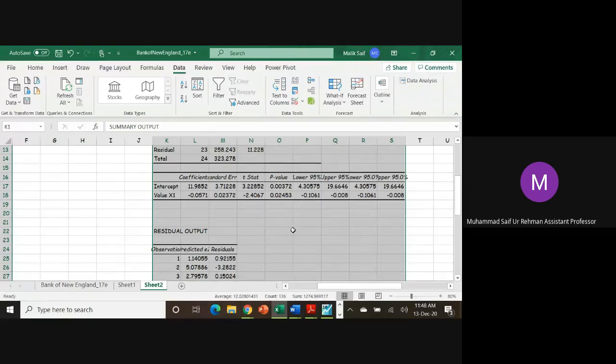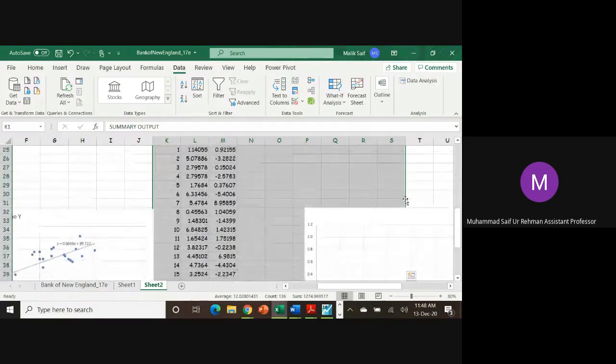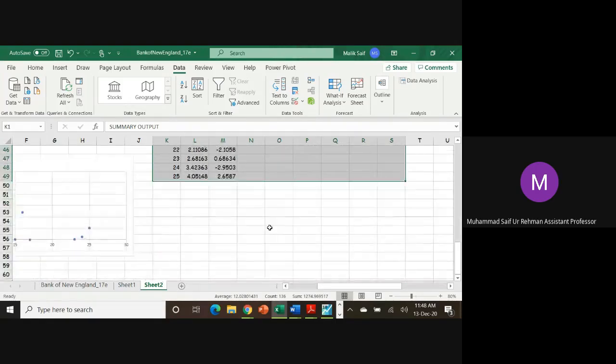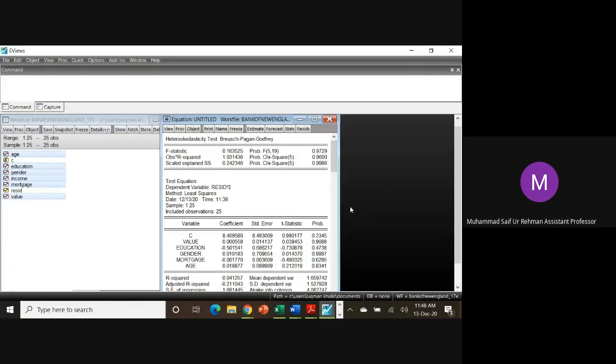If you accept the null hypothesis, that will mean there is no relationship between x1 and e square. We are basically interested in no relationship. There shouldn't be any relationship. If there is some relationship, then there is the issue of heteroscedasticity. So this is all about heteroscedasticity. You can check one by one, or you can straightforwardly use EViews to get the answer.